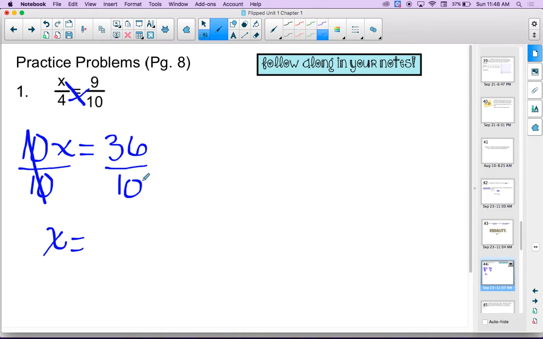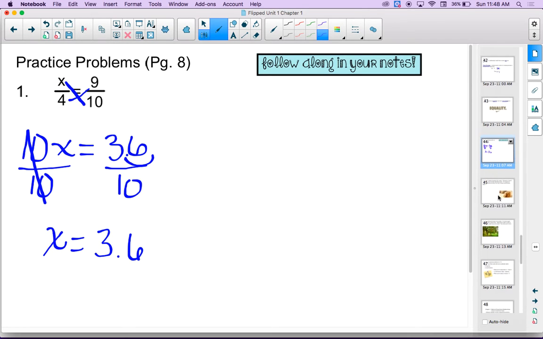36 divided by 10, I could set up a house and do this as a long division problem, but I know a cheat for dividing by 10. Dividing by 10 takes my decimal and moves it one place to the left. So my final answer of 36 divided by 10 is 3 6/10. So the missing number here for x would be 3 6/10, and that makes my two ratios equivalent.